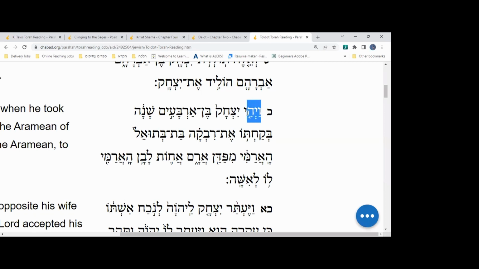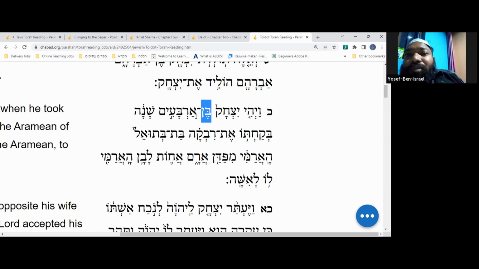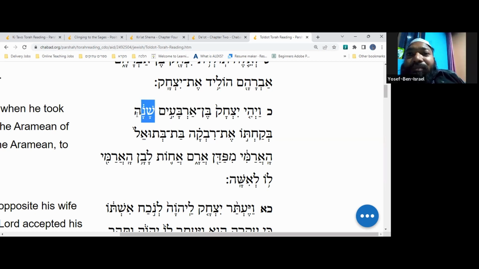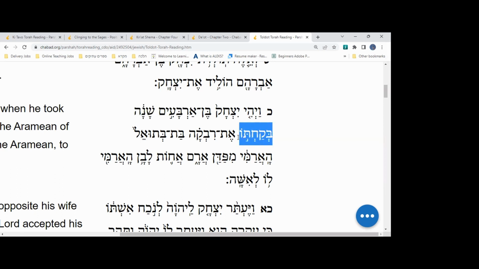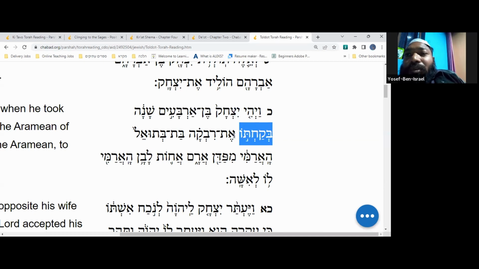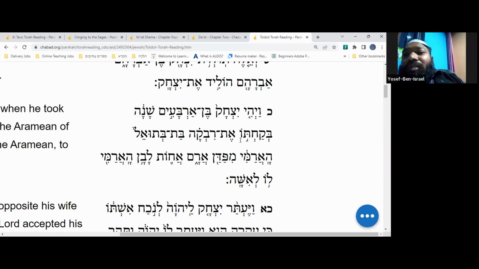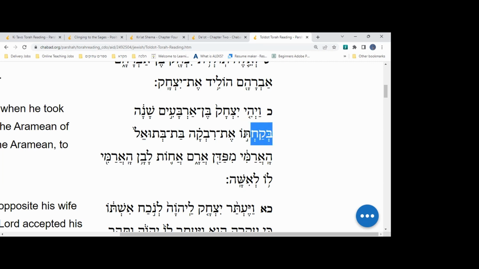Ben arba'im shana. Bekachto, with no friction in the het. Bekachto.